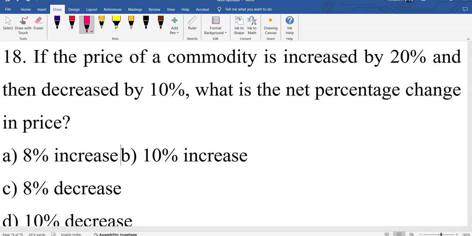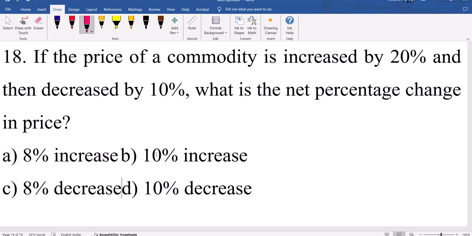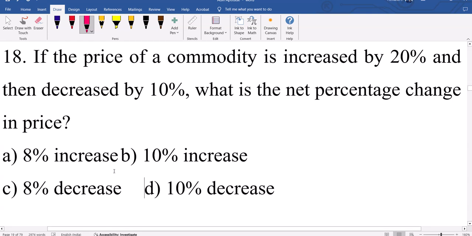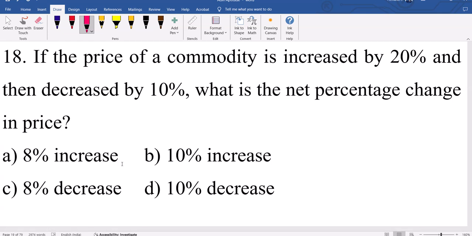Now see this percentages related question. Price of a commodity increased by 20% and decreased by 10%. What is the net percentage change? Guys, what's the answer? Your salary increased by 20%, then your salary decreased by 10%. Then what is your change? Yes, 8% increase. Let us say your salary is $100 per hour. Sounds good at least, right?